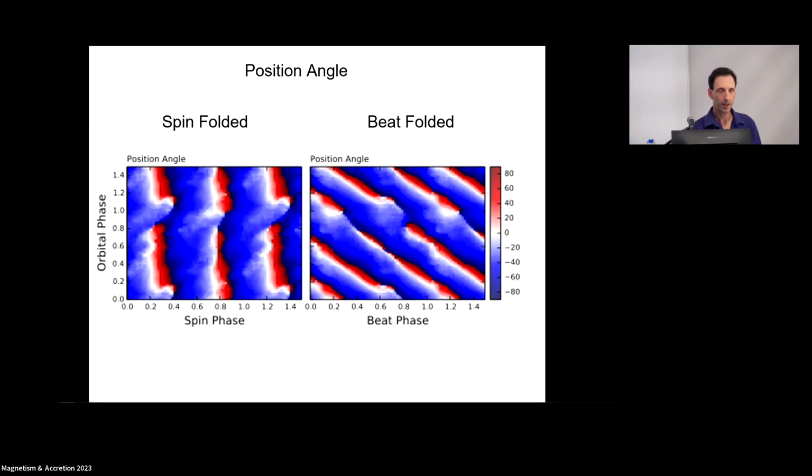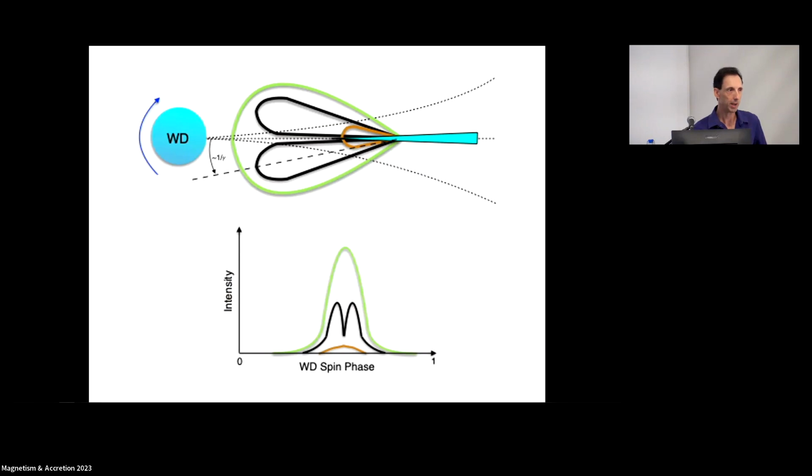Okay, so the next part is to try to model this data, because by modeling the data, we will be able to tell where in this AR Sco system the synchrotron emission comes from. So we tried lots of models, but I'm going to cut to the chase and show you the one that works because we only have a few minutes.